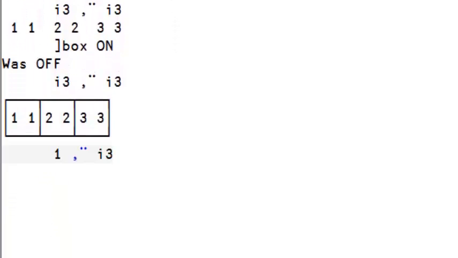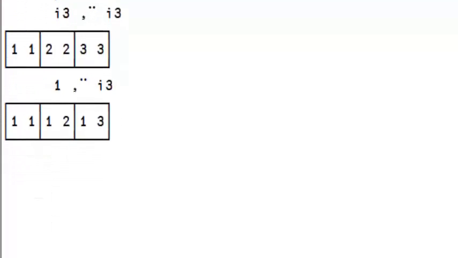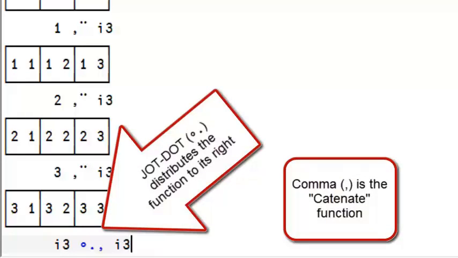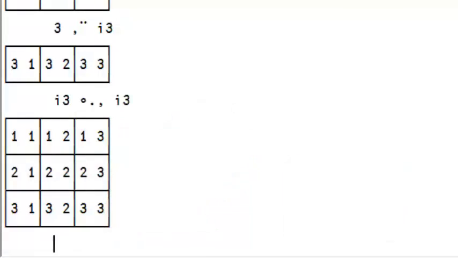But that's not what we want, really. What we would like to do is catenate number 1 with all the numbers 1, 2, 3, catenate number 2, and catenate number 3. APL allows us to do this nicely without actually looping, and this works in all the APLs that are available. Jot dot distributes the application of the function, in this case here, comma, on all the elements. This is what we want. We want all the numbers in the vector i3 to be catenated to all the numbers in itself, basically. So here we have 1 catenated to 1, 1 catenated to 2, 1 catenated to 3, and so on.